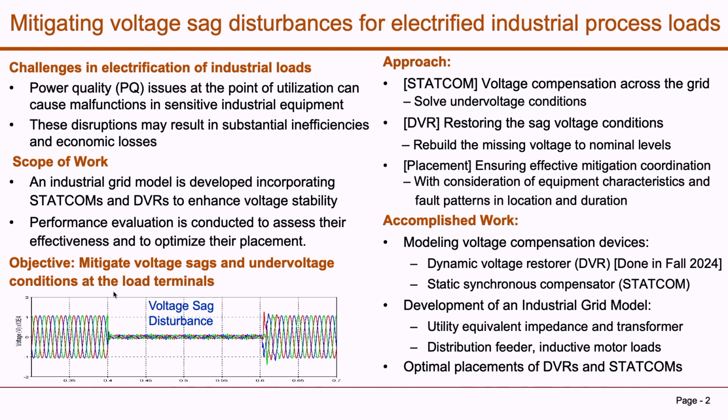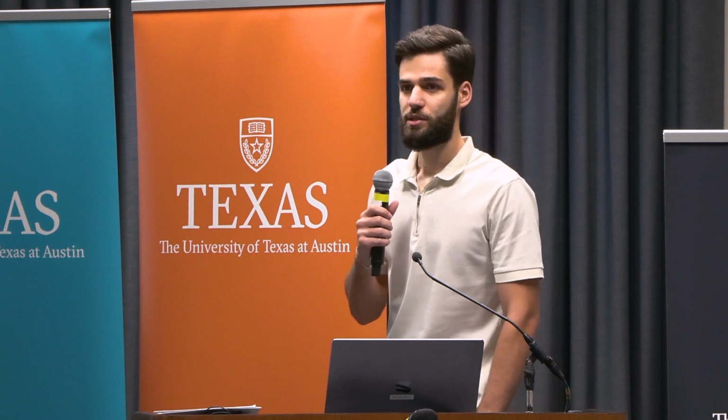I'll start off by mentioning that voltage sags and under voltage conditions can severely impact industrial loads. These power quality issues can cause malfunctions, which can cause misoperation, inefficiencies, and economic losses.